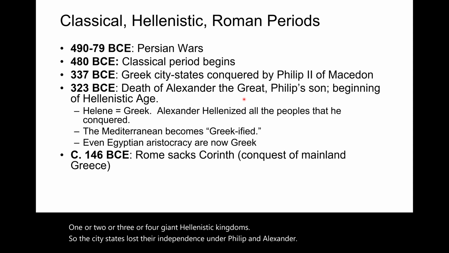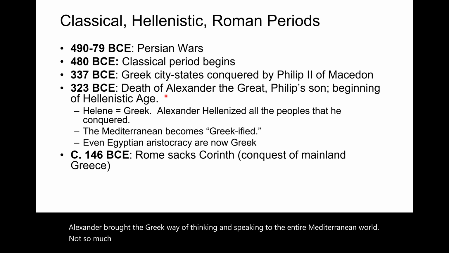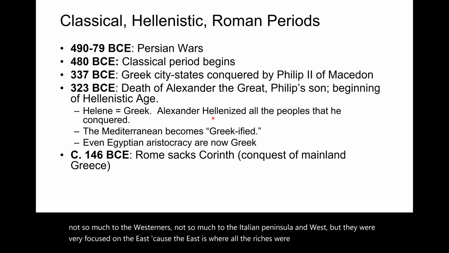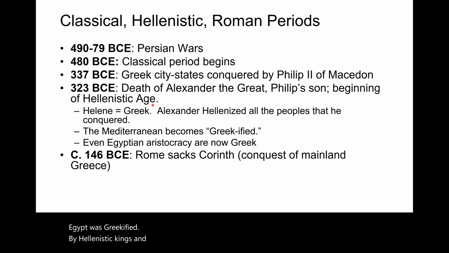Alexander brought the Greek way of thinking and speaking to the entire Mediterranean world, not so much to the Westerners, not so much to the Italian peninsula and west, but they were very focused on the east, because the east is where all the riches were, and they Hellenized or Greekified the east, the Near East, the Mesopotamian civilizations, the Persian holdings. Even Egypt was Greekified by Hellenistic kings and princes and princesses like Cleopatra.